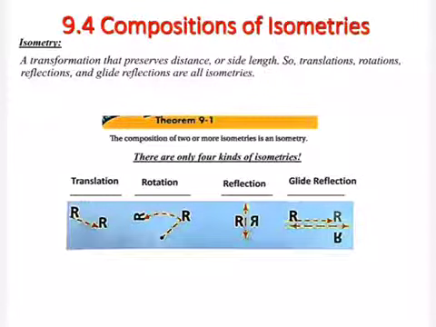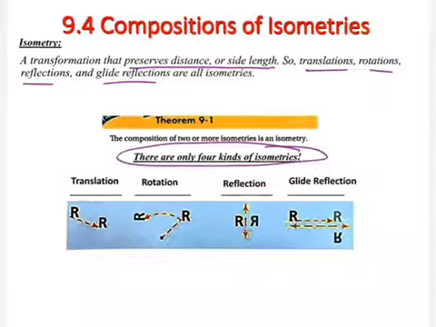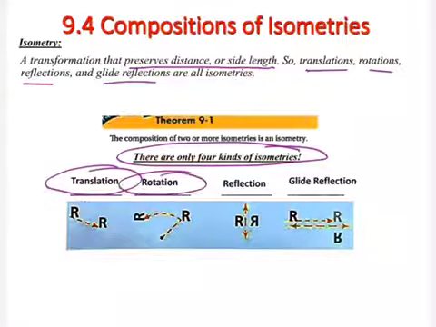9.4 Compositions of isometries. An isometry is a transformation that preserves distance or side length. So translations, rotations, reflections, and glide reflections are all isometries. There are only 4 kinds of isometries. We already know translation, rotation, and reflection, and today we're going to look at glide reflection.